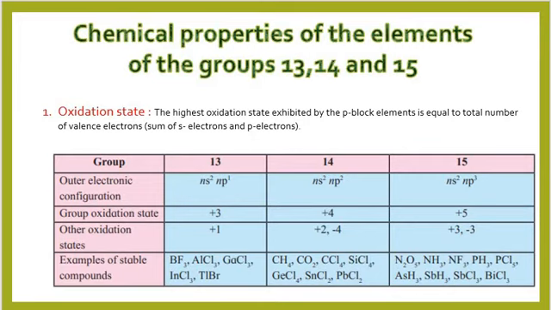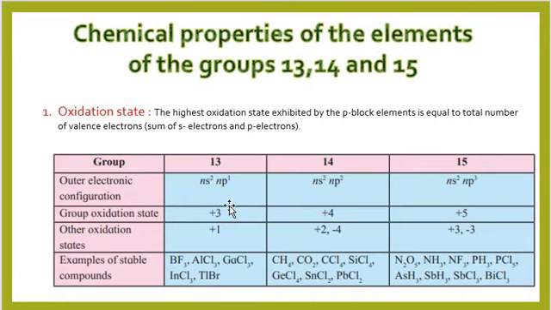Besides, the elements of group 13, 14 and 15 exhibit other oxidation states also, which are lower than the group oxidation state by 2 units. And the lower oxidation states become increasingly stable as we move down to the heavier elements in the group. The general oxidation states shown by group 13, 14 and 15 are +3, +4 and +5 respectively.